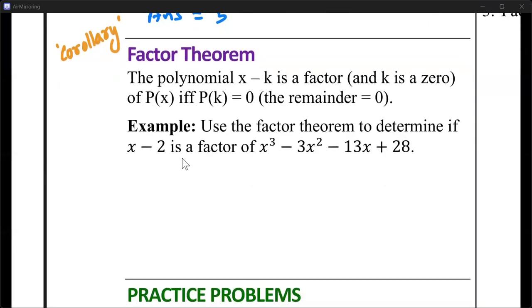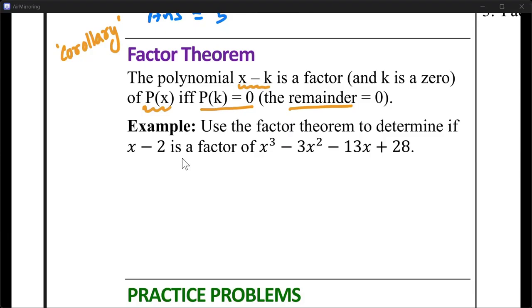What does it say? If a linear polynomial x minus k is a factor of a polynomial p of x, then p of k is 0. But we have just studied the remainder theorem, right? The p of k is the remainder. So if you divide a polynomial by another polynomial and the remainder is 0, then it is a factor, right? That is the definition.